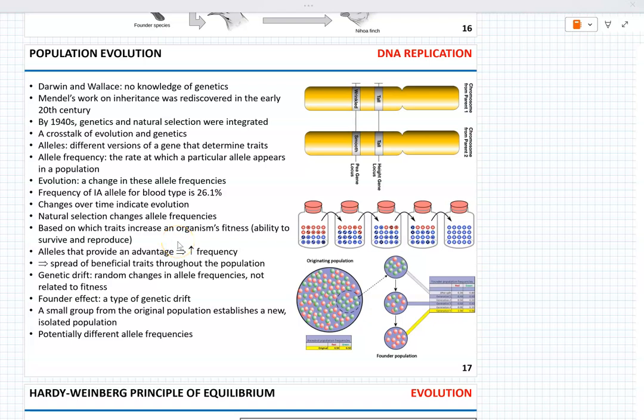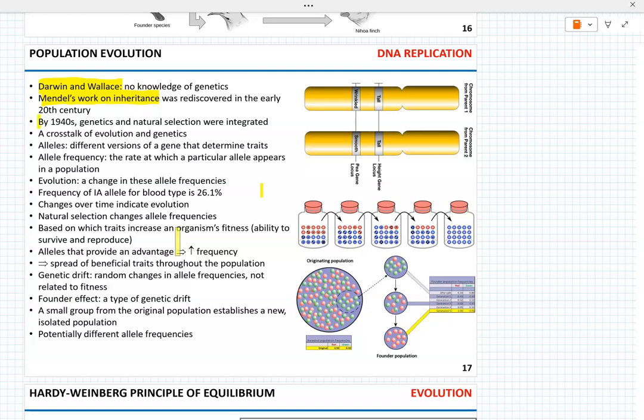In the final third part of our conversation about evolution, we're going to talk about the driving forces for the evolution of populations. We need to remember that neither Darwin nor Wallace knew anything about genetics or genes. Not because they were stupid, but because Mendel's work on inheritance was not publicized enough. In the early 20th century, Mendel's work, along with the Darwin and Wallace views of evolution, were rediscovered and synthesized.